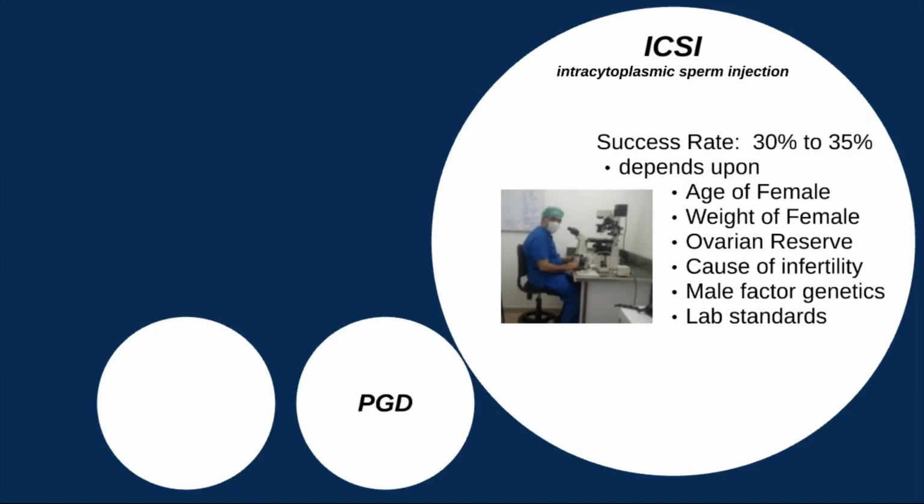And the success rate is better than IVF because we fertilize them, we don't leave them to the mercy of nature. We rather inject the sperm into the ovum to make them fertilize. So the factors which affect the success rate are the same which we have seen in IVF. That is the age of the female, weight of the female, ovarian reserve, male factor genetics, and lab standards.